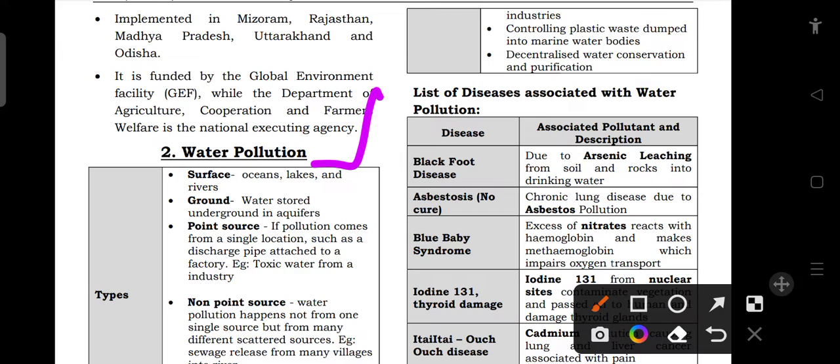Basically, surface water and groundwater. Water is classified as surface water, like ocean, lake, and river, which we see on the surface, and groundwater, which is stored under the ground in aquifers.